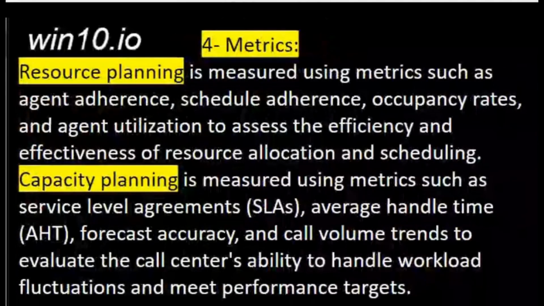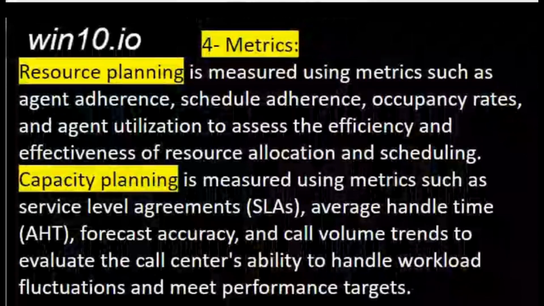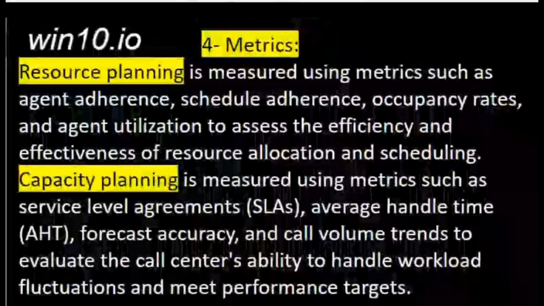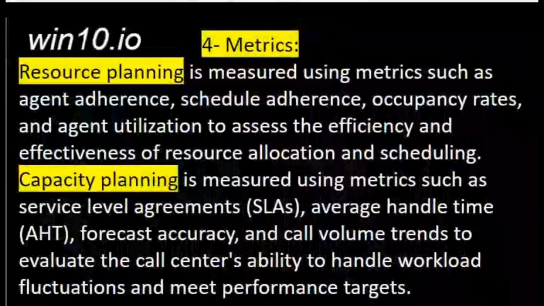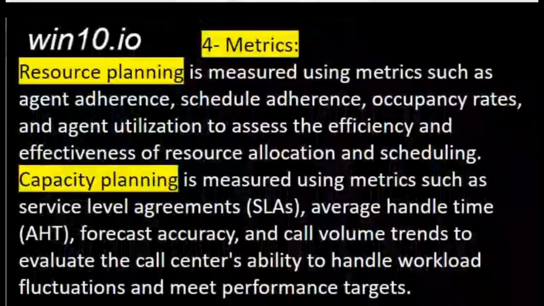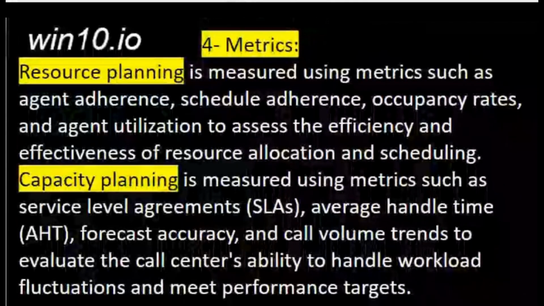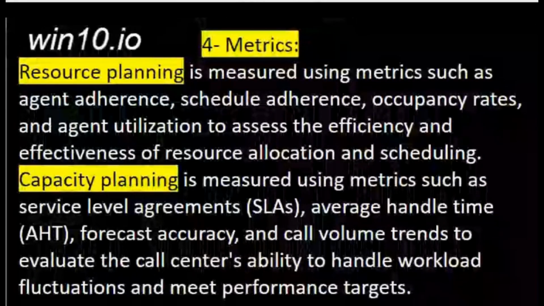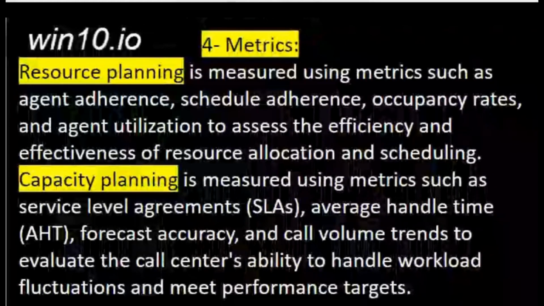After that, we have metrics. What kind of metrics are being used in resource planning? Resource planning is measured using metrics such as agent adherence, schedule adherence, occupancy rate, and agent utilization to assess the efficiency and effectiveness of resource allocation and scheduling. So basically, it's all about the metrics of agents, like at what time agents are logging in, at what time they are logged out, what kind of occupancy rate they have, what kind of agent utilization they have, to assess the efficiency and the effectiveness of the resources available. And on the basis of that, you have to do the scheduling.